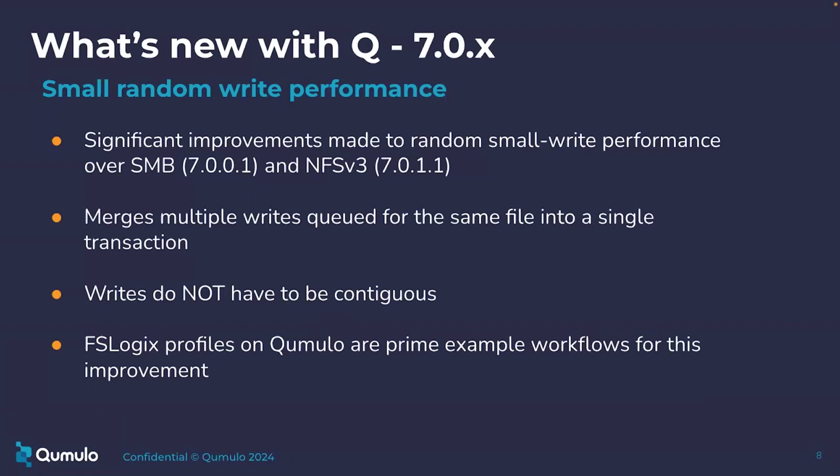Like I said, FSLogix, perfect candidate for this workflow. Any other workflow where you have a lot of small random writes going to the same file will have a huge performance improvement with 7.0 plus. And again, just keep in mind those versions. I realize there's the same 3 numbers repeated multiple times. SMB is 7.0.1 and NFS is 7.0.1.1.